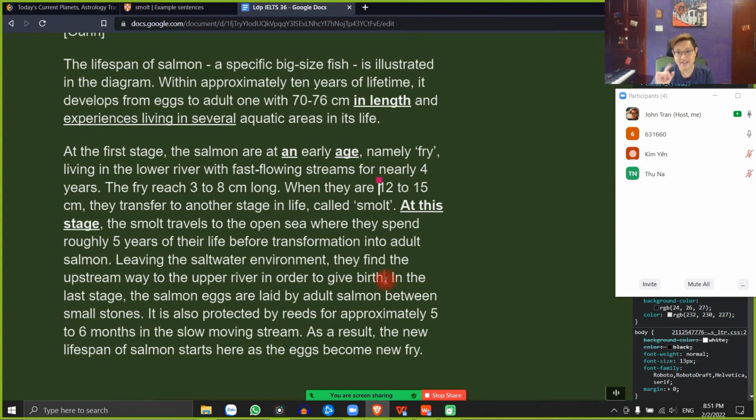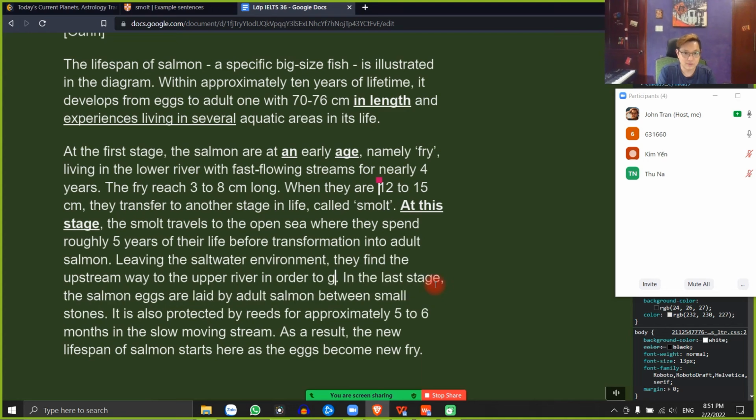They don't give birth, they lay eggs. Be careful, give birth is for live young, while lay eggs is for eggs. These are completely different in animals. Give birth means you give birth to babies, for example a cat gives birth to kittens, a dog gives birth to puppies, but fish don't give birth, they lay eggs. In order to lay eggs.